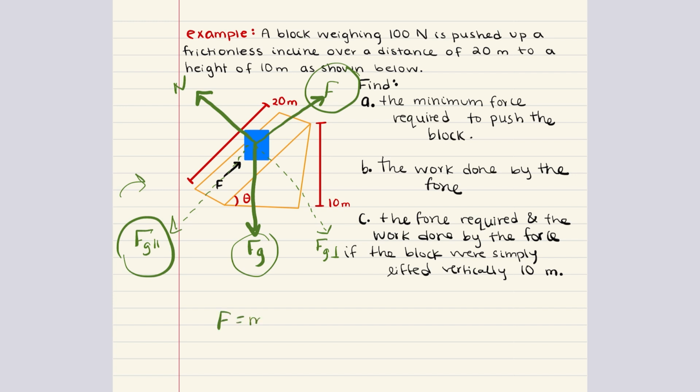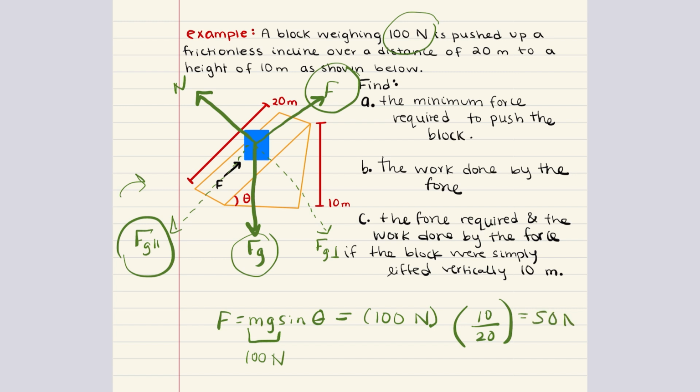Now, how do we calculate the parallel component of gravity? It's going to be equal to mg sine theta. Now, mg represents the weight of the object, which we're told in this problem is equal to 100 newtons. So mg is equal to 100 newtons. Now, what about sine theta? We can use some trigonometry here. Sine theta is the ratio of the length of the opposite side to the hypotenuse, which is just going to be 10 over 20. So this is going to be equal to 100 newtons multiplied by 10 over 20. And this is going to give us 50 newtons. So the minimum force required to push the block is 50 newtons.